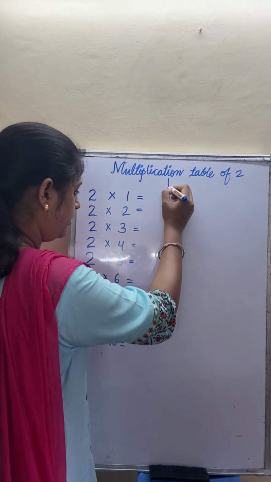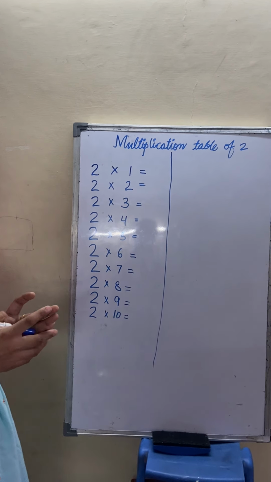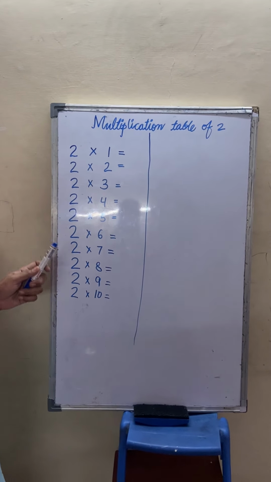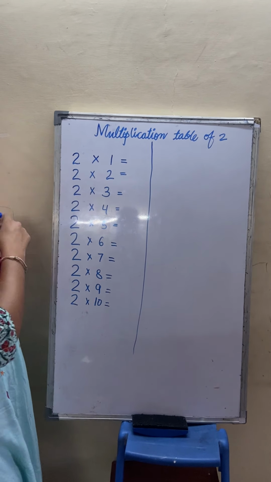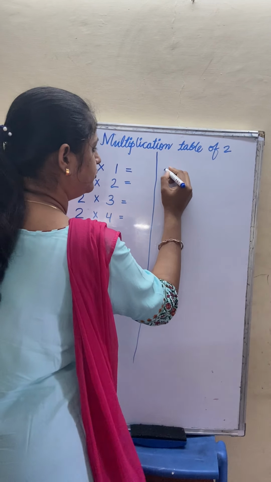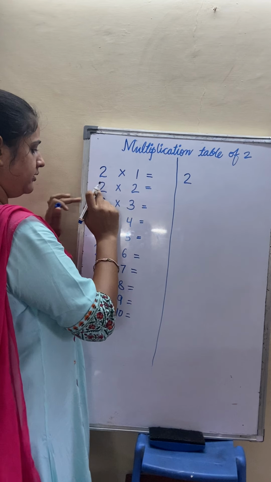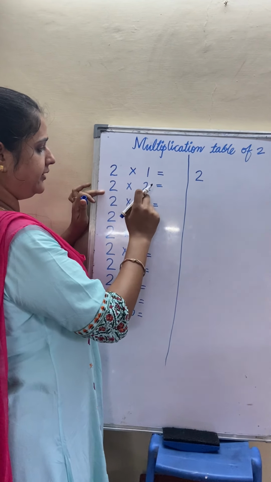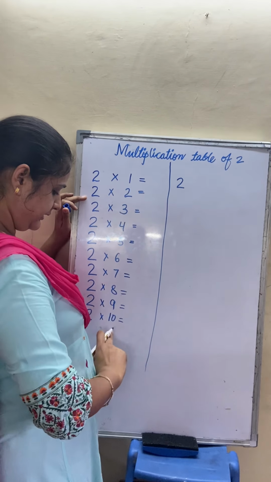So, what will be the answer? The answer will be the repeated addition of 2. How many times? The number which is written here. Here the number 1 is written, so how many times will we write 2? 1 time. Here is number 2. This number will be the same, and the number of times will change according to these numbers.